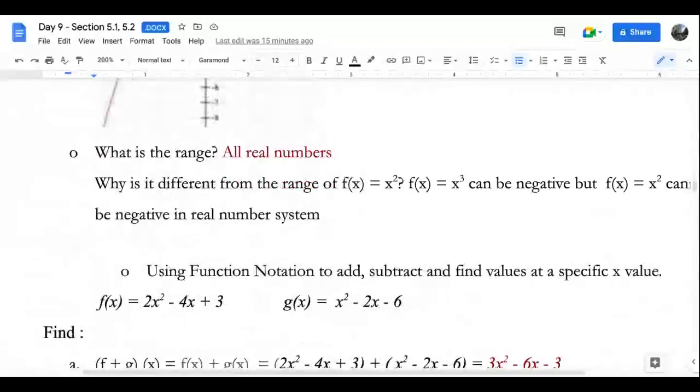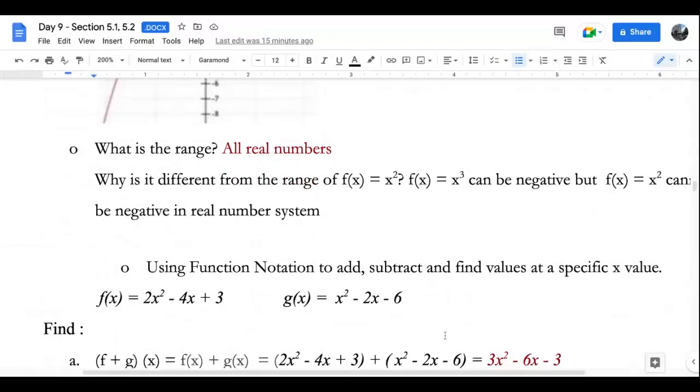What's the difference from the range of x squared? For x squared, the range will have no negatives, right? From 0 up to positive infinity. But x cubed can be negative. So its range is all real numbers.